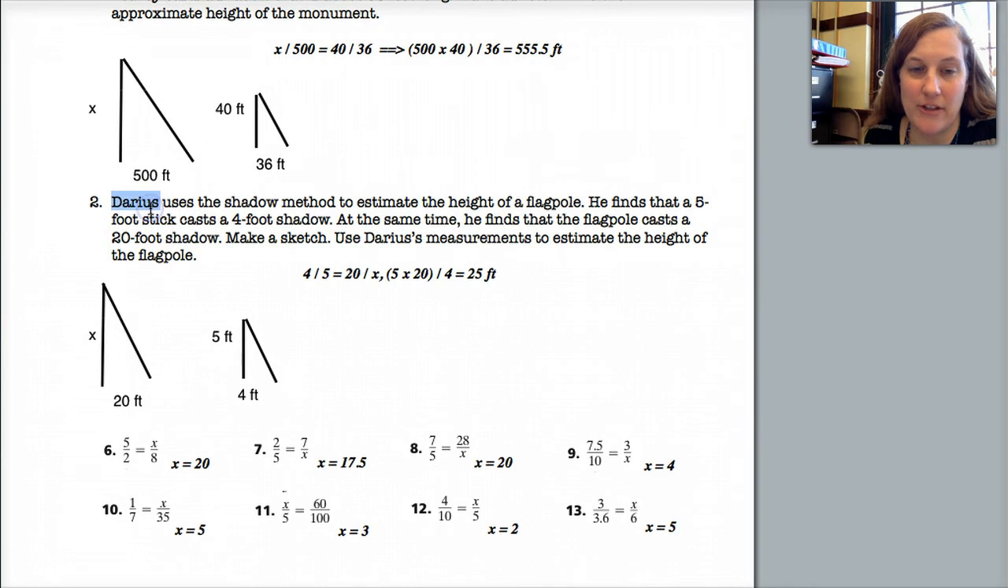Darius uses a shadow method to estimate the height of a flagpole. He finds a 5-foot stick casts a 4-foot shadow. At the same time, he finds that the flagpole casts a 20-foot shadow. Make a sketch, use his measurements to estimate the height of the flagpole.